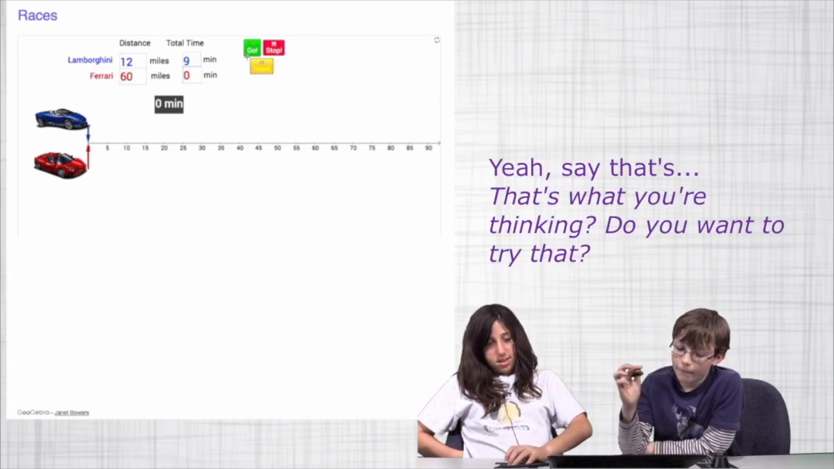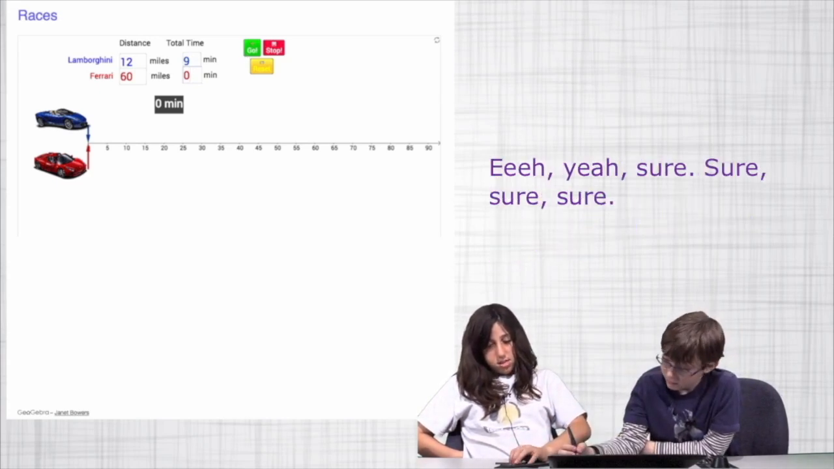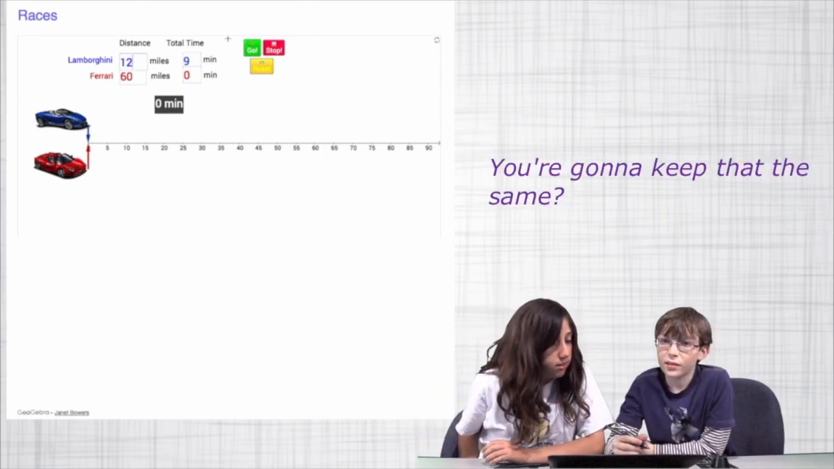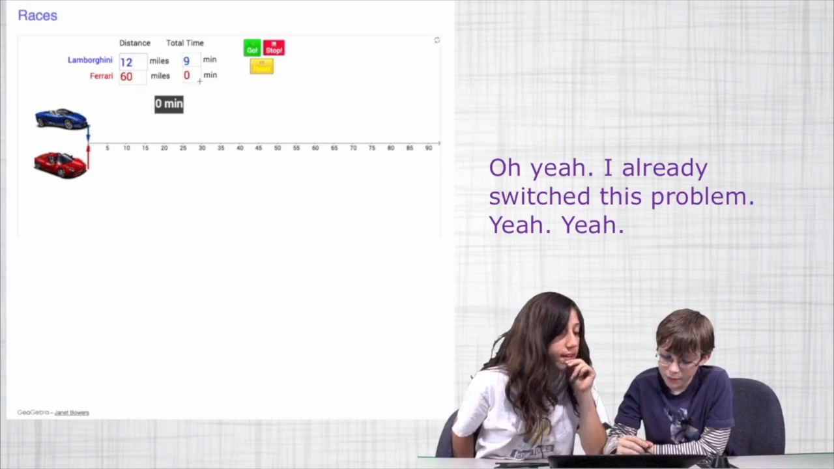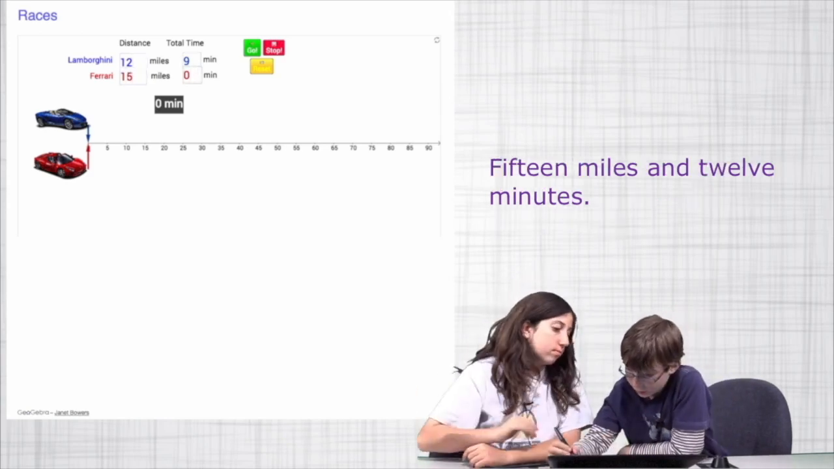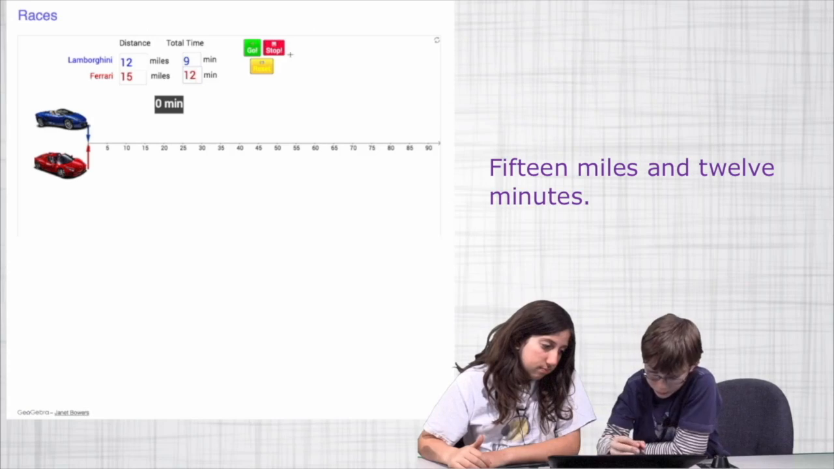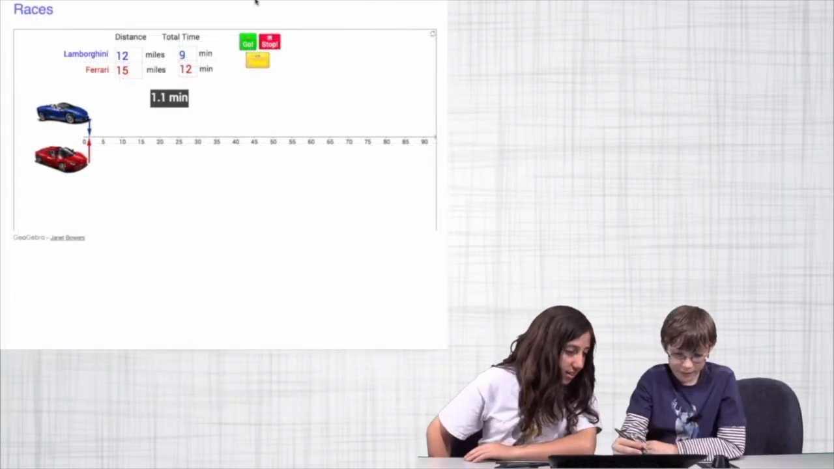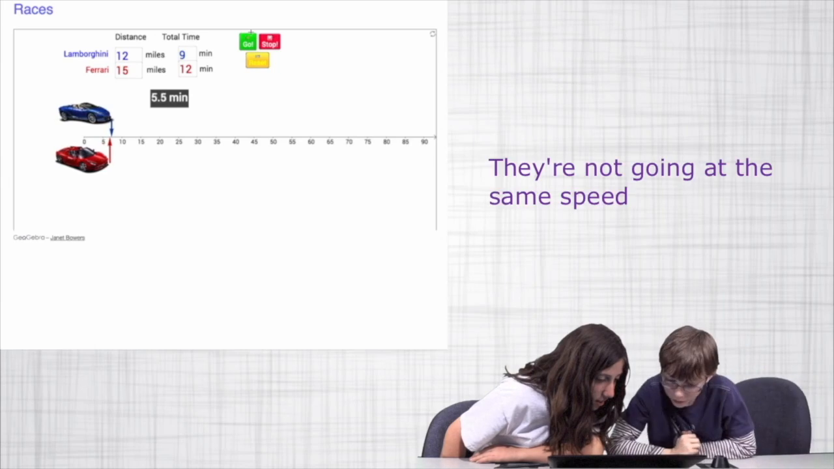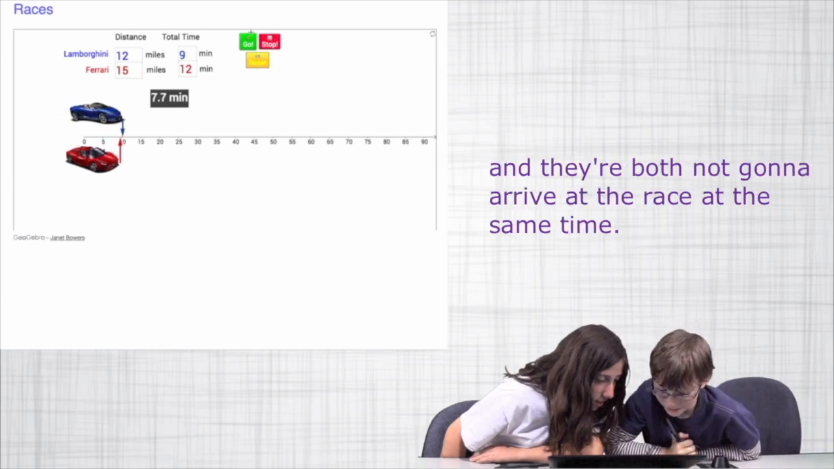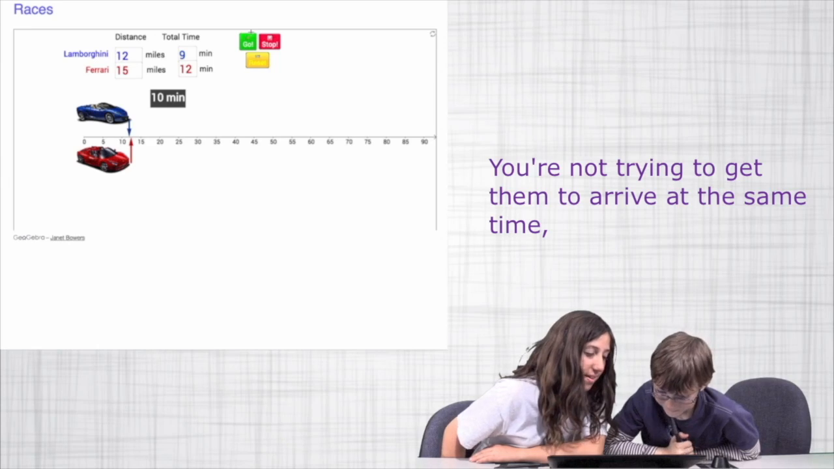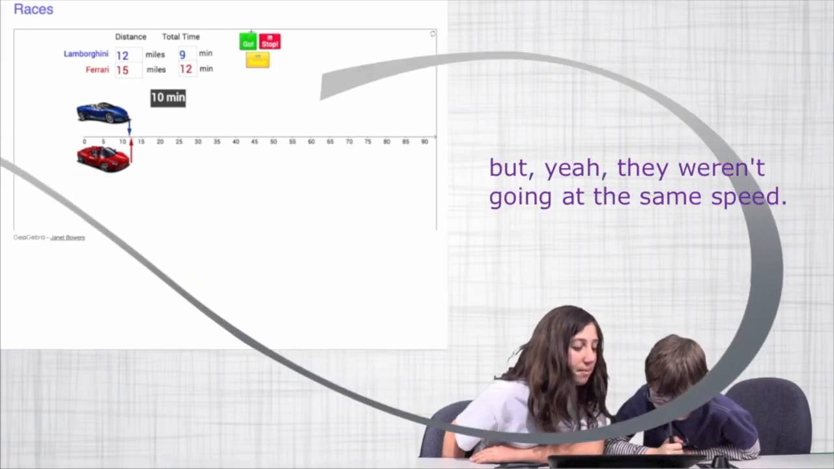Do you want to try that? Yeah, sure. So 12 miles, 9 minutes. You're gonna keep that the same, and then you switch this to the bottom: 15 miles and 12 minutes. They're not going at the same speed. Well, you're not trying to get them to arrive at the same time, but yeah, they weren't going at the same speed.